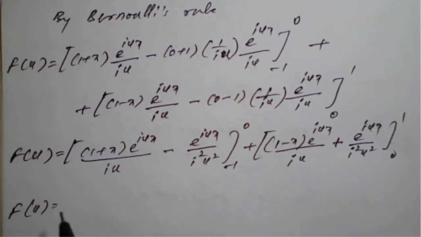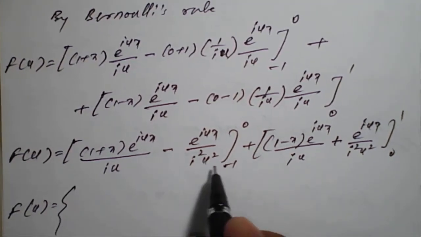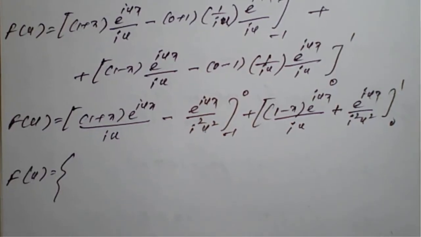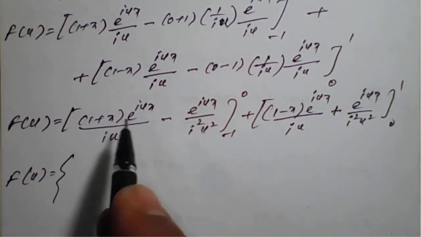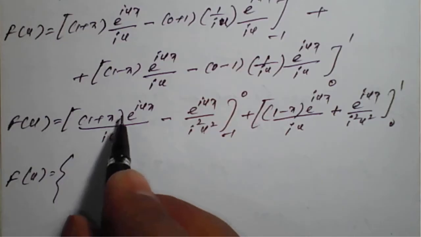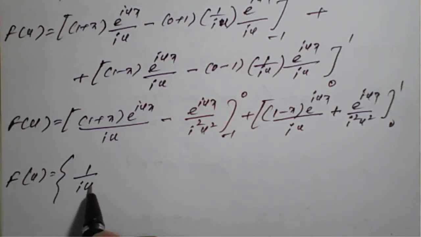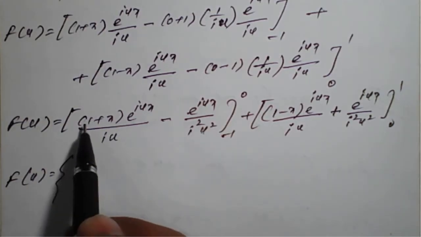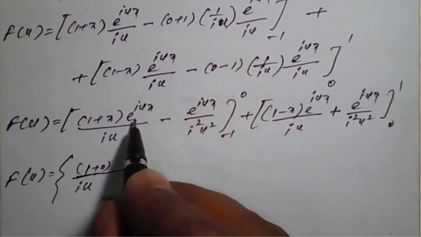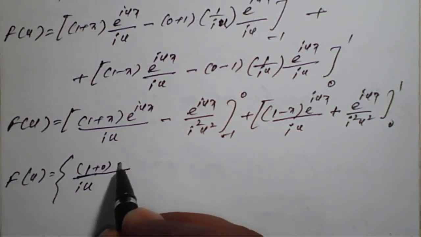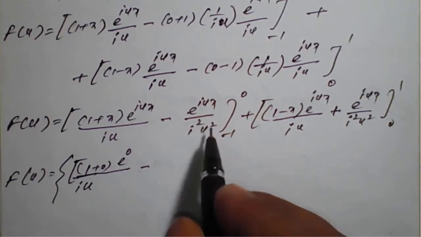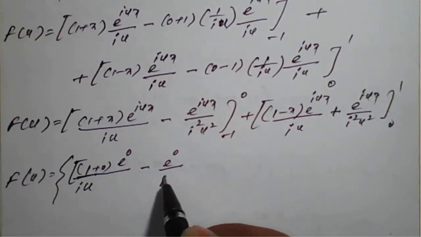So therefore f of u is equal to, we will apply upper limit. If you replace x equal to 0 as upper limit here, that is 1 plus 0 will be 1 into e raised to iux, that is e raised to 0 is 1, so 1 upon iu. So again repeat, if you replace x is equal to 0, 1 plus 0 e raised to iu times 0 is e raised to 0, minus, then if you replace again here also 0, it will be e raised to 0 upon i square u square.